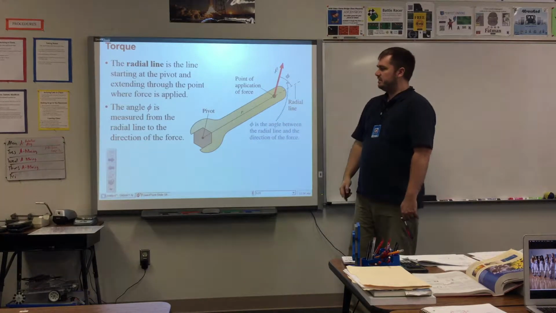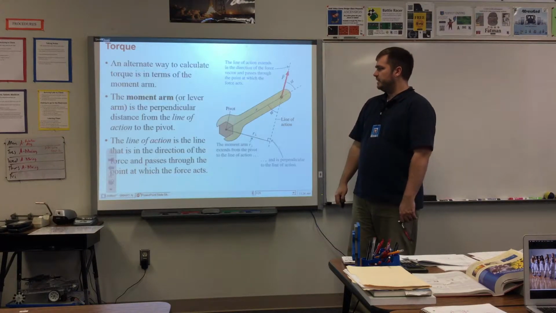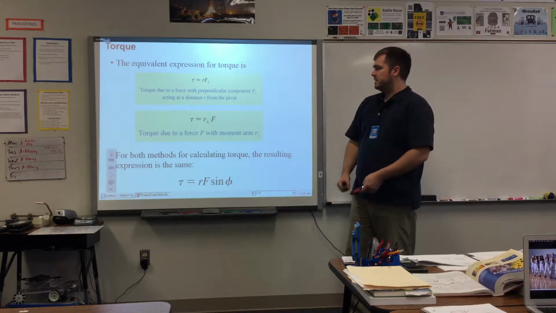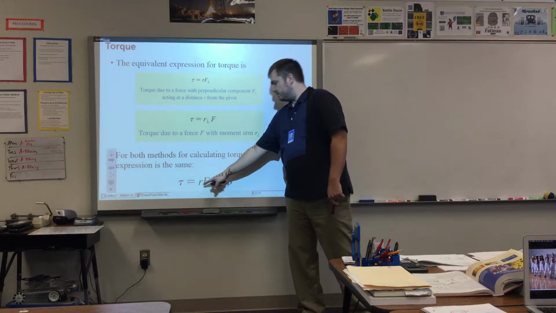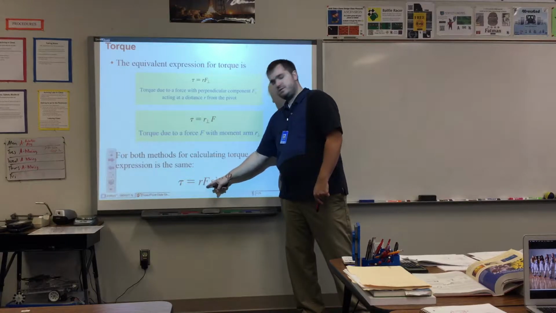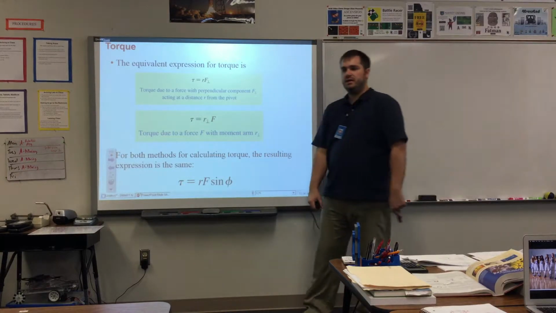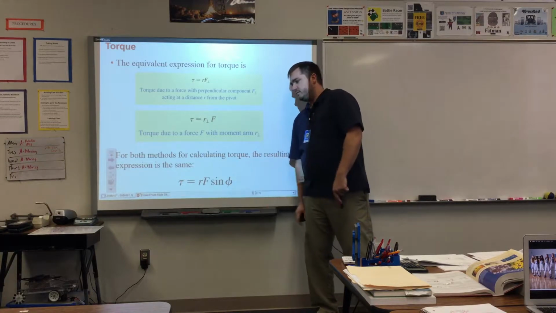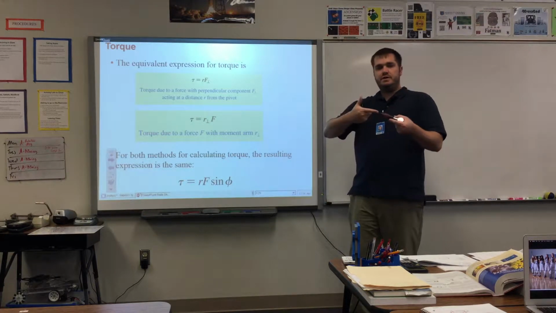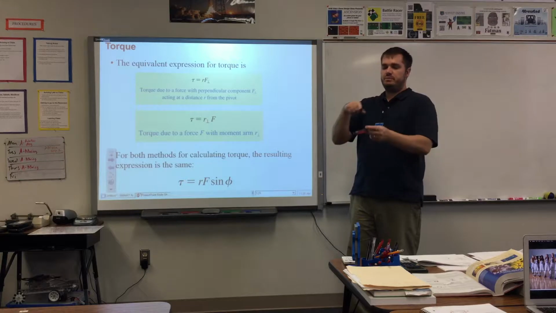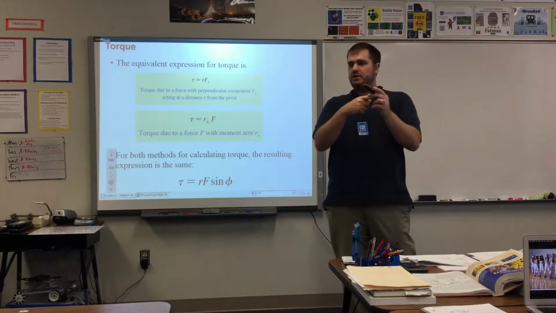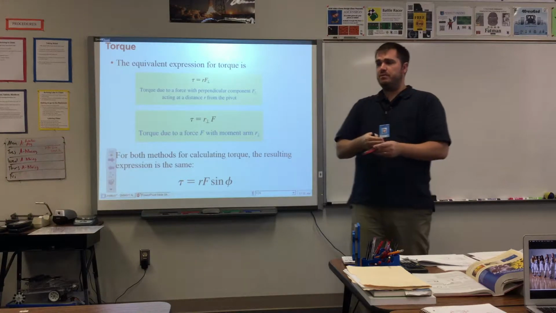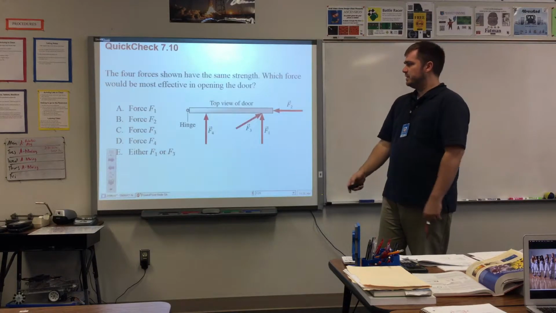We call that angle right there phi, and the formula is torque equals radius times force times the sine of phi. And that works out perfectly if it's 90 degrees, because sine of 90 is 1. And if you're at 180 degrees, you're pushing right along the line of action, so the torque is 0. If you're applying the force right at the pivot point, the radius is 0, torque is 0.